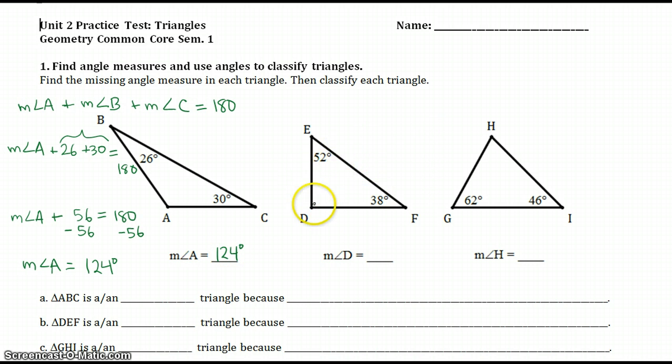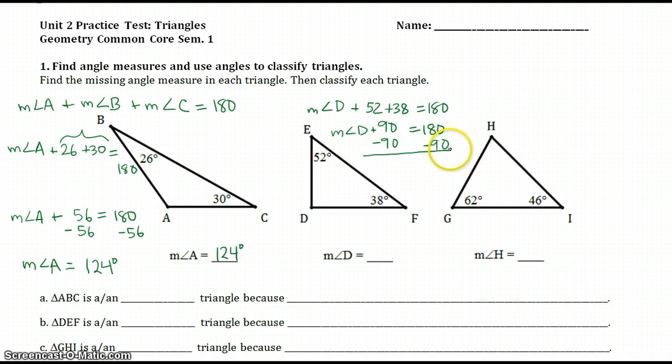So we can follow a similar pattern with the next two triangles. We know that angle D plus 52 plus 38 equals 180. 52 plus 38 is 90. So the measure of angle D plus 90 equals 180. Subtract 90 from each side, and we get the measure of angle D equals 90 degrees.